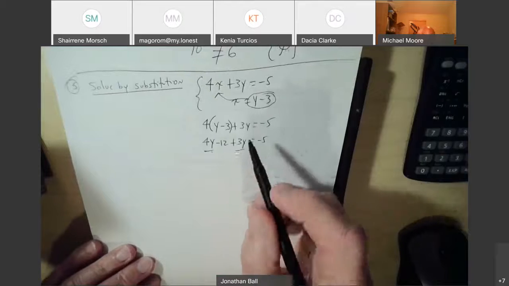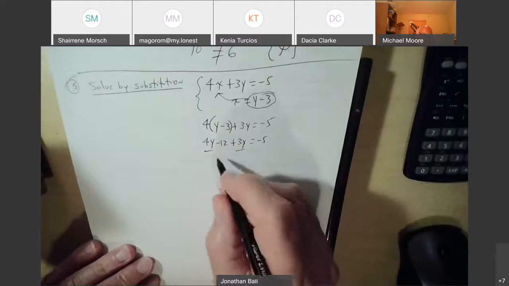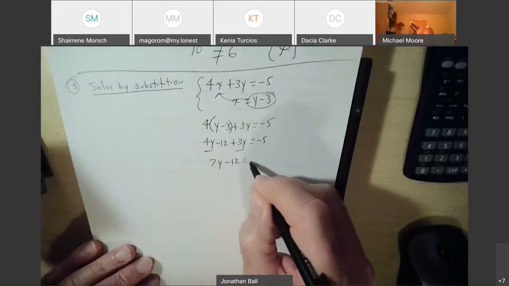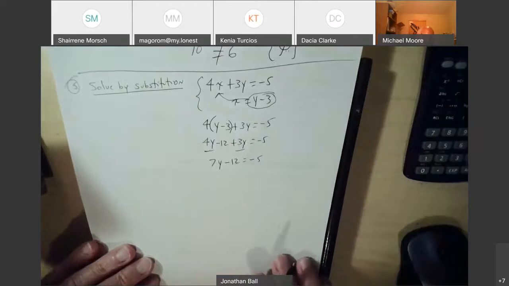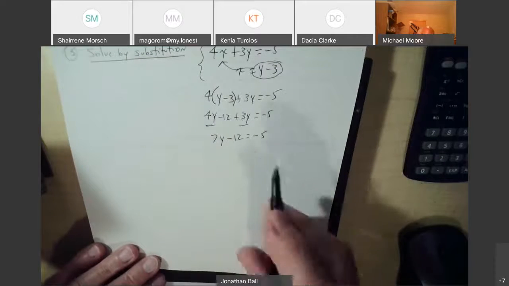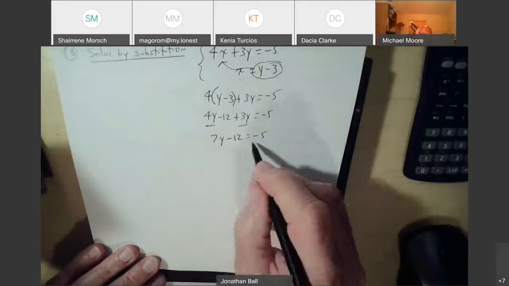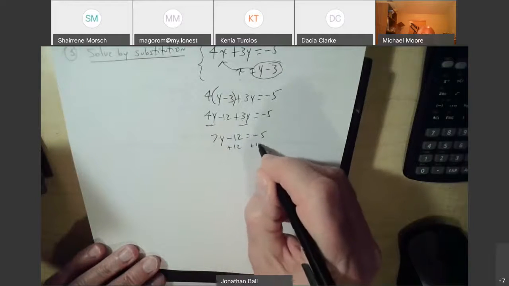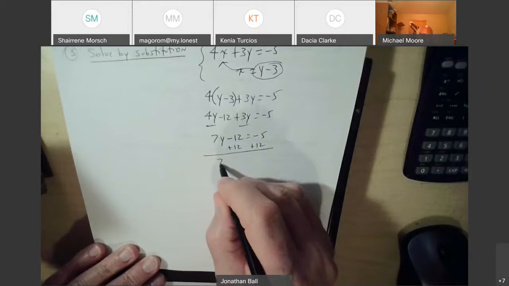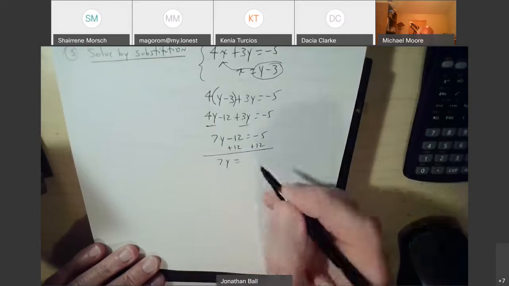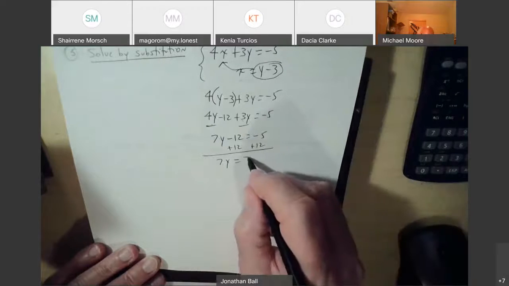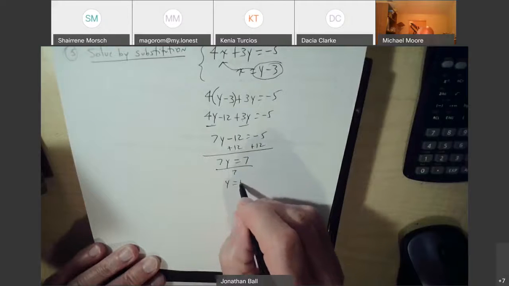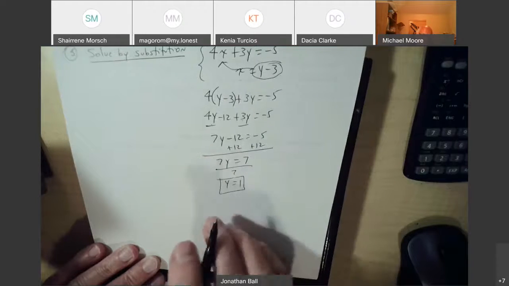Combine like terms. 4y and 3y is 7y. 7y minus 12 equals negative 5. Okay, now we get rid of addition subtraction first. Plus 12, plus 12. 7y equals 7. Divide by 7. Y is 1.